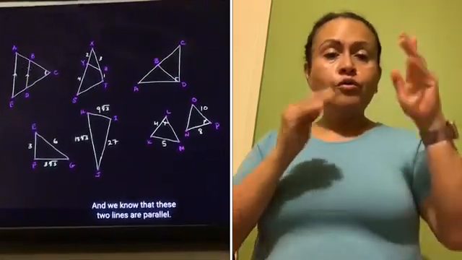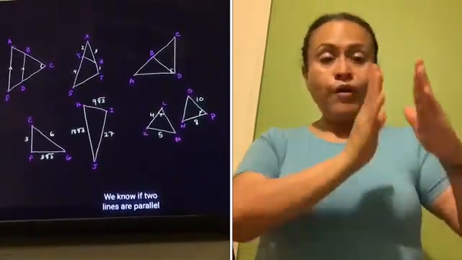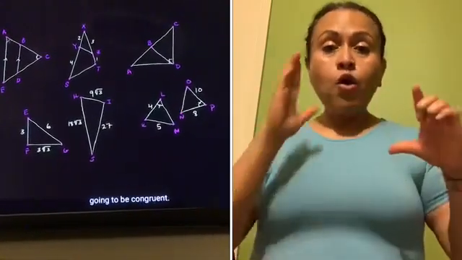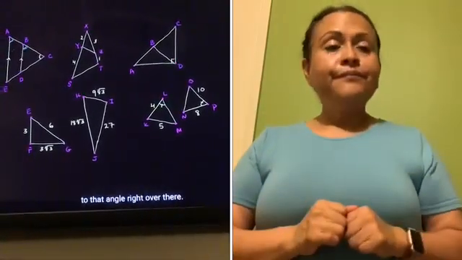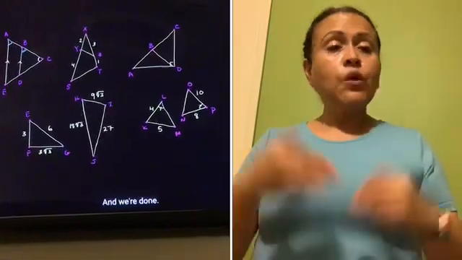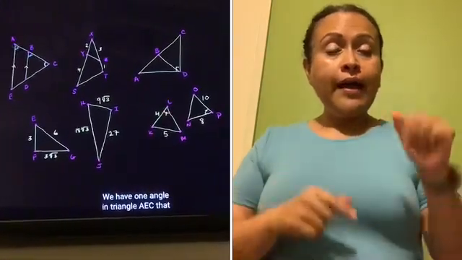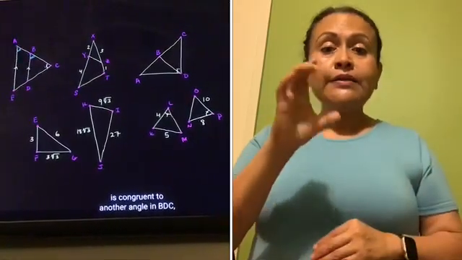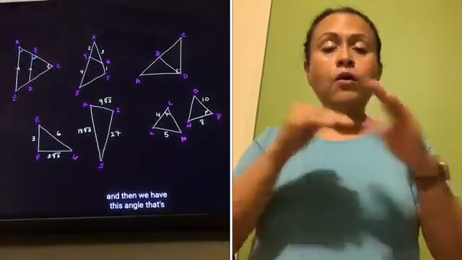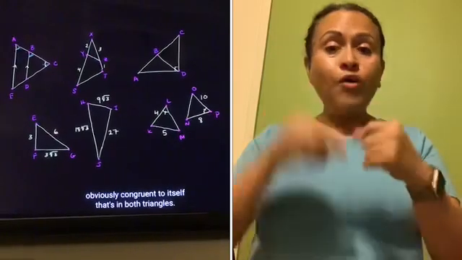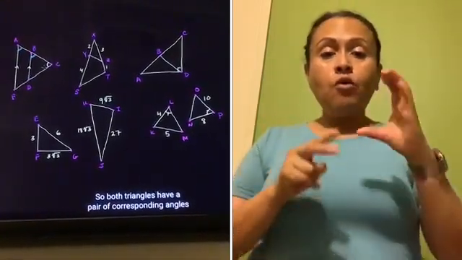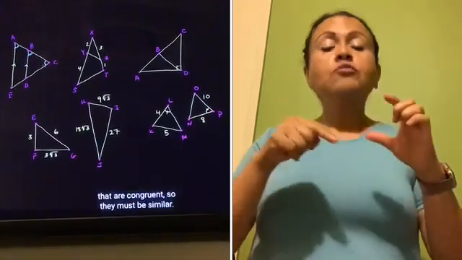And we know that these two lines are parallel. And we know if two lines are parallel and we have a transversal, that corresponding angles are going to be congruent. So that angle is going to correspond to that angle right over there. And we're done. We have one angle in triangle AEC that is congruent to another angle in BDC. And then we have this angle that's obviously congruent to itself that's in both triangles. So both triangles have a pair of corresponding angles that are congruent, so they must be similar.